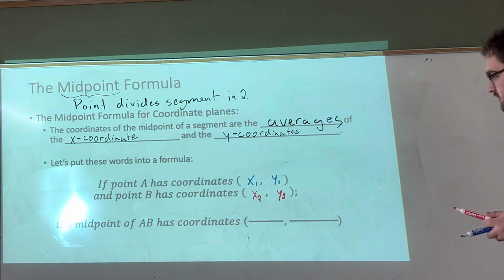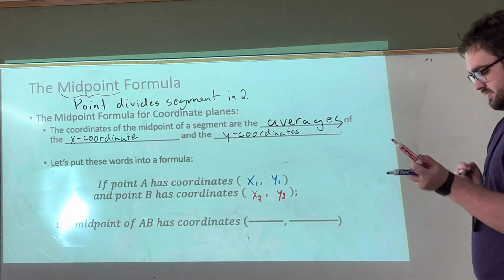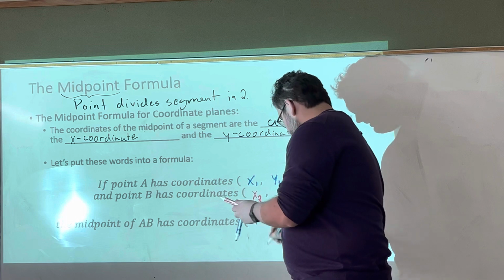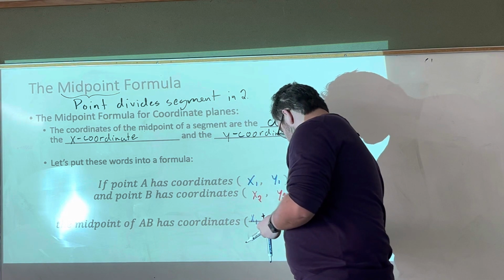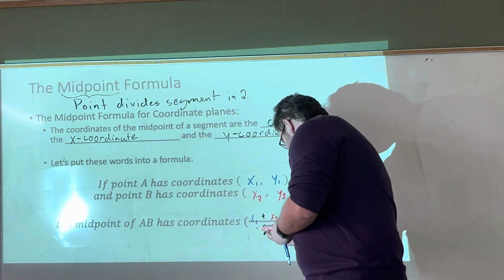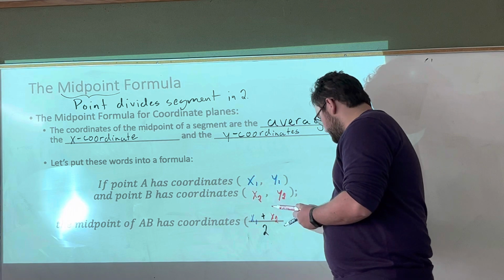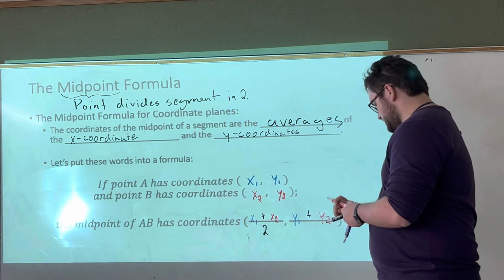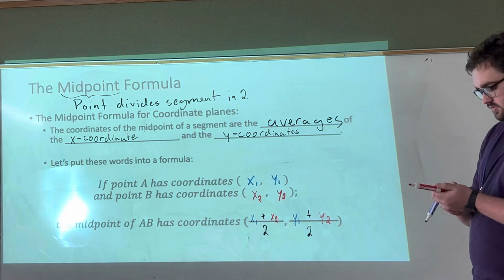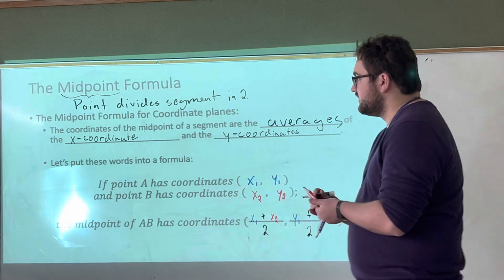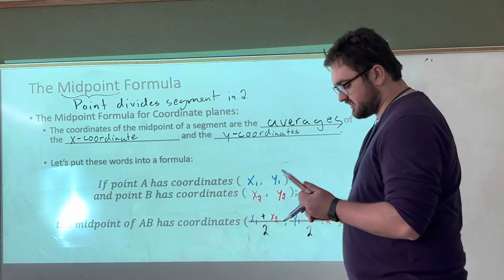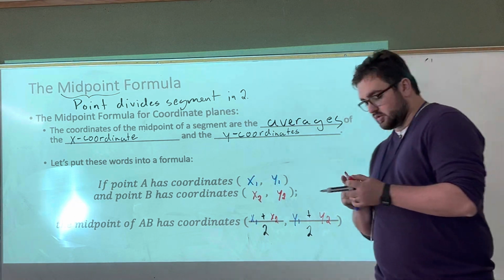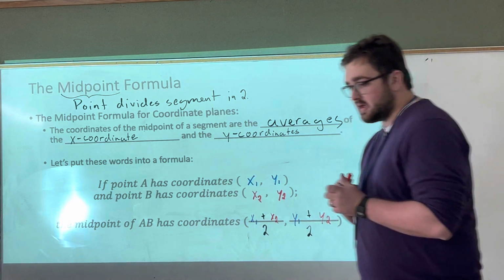According to our midpoint formula, the midpoint of AB has the coordinates x1 plus x2 divided by 2 for the first coordinate, and then y1 plus y2, also divided by 2. So our general idea for the formula is we add the x-coordinates together and the y-coordinates together, and then we divide them both by 2. We're going to keep up with this x1, y1 labeling through a lot of today, so make sure that we're comfortable with that.